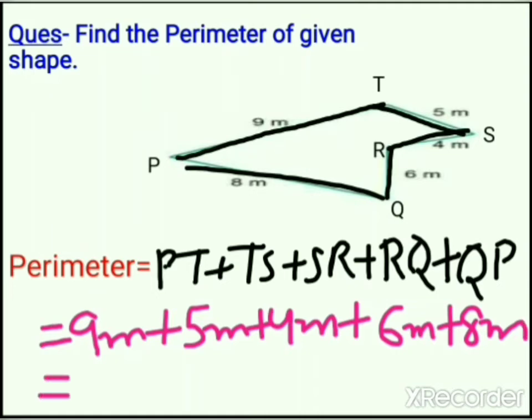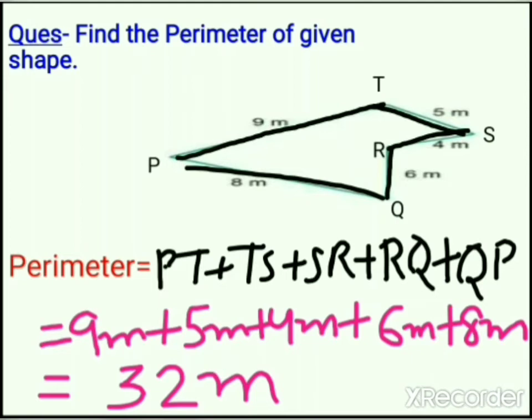Yes. Now we will add all these and will get our answer. 9 plus 5, 14. 14 plus 4, 18. 18 plus 6, 24. 24 plus 8, 32. So, perimeter of this shape is 32 meter.